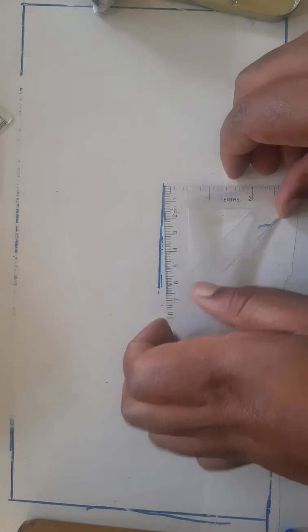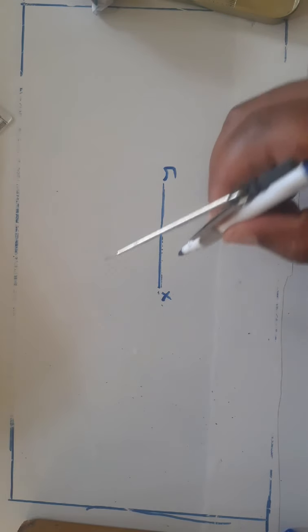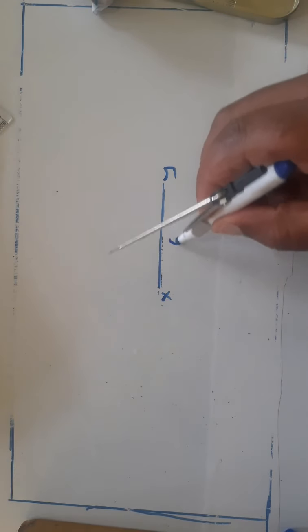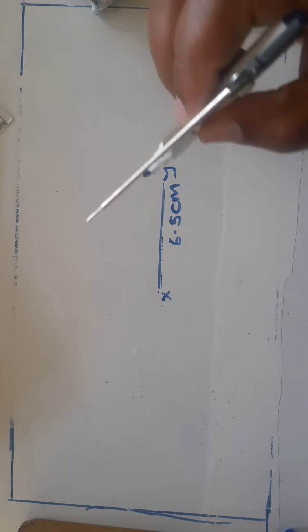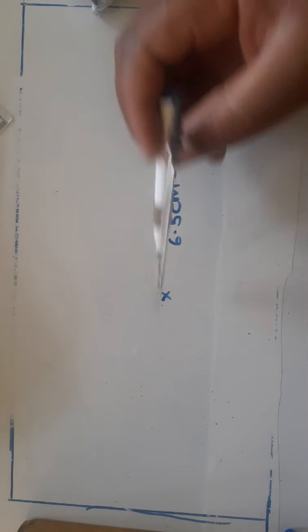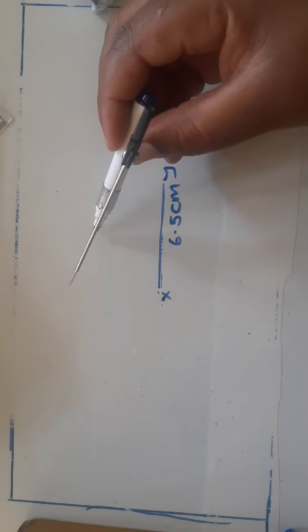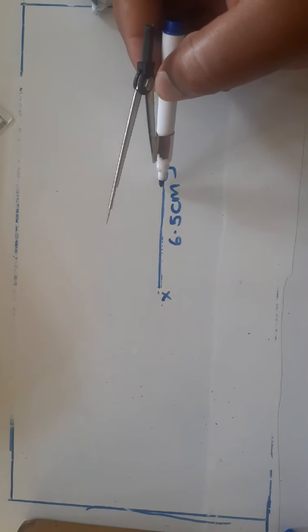So this is what we are going to have. I've got something like that. Then we are saying this is X and this is Y. Then the length here is 6.5 centimeters. Then you must ensure that, because we are saying YXZ, the angle here, Z should be somewhere here. Now the angle here should be 40 and the angle here should be 60.